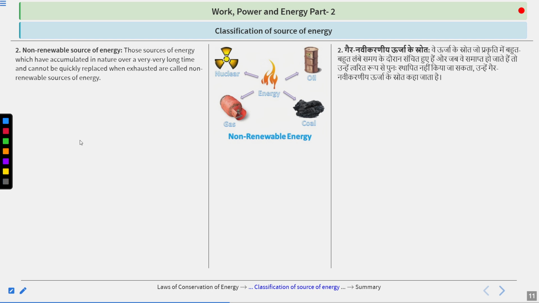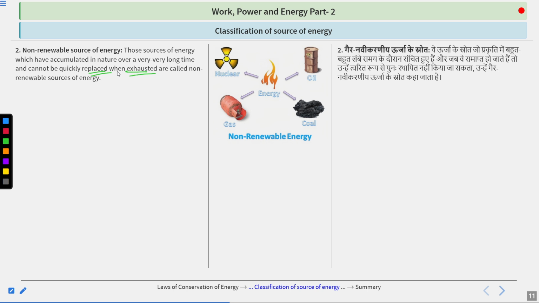And these are exhausted. Why? Because the time taken in making of these is much higher in comparison with the time taken in utilizing them. For example, if we talk about petroleum, petroleum takes nearly 100 million years to accumulate beneath the earth. And we use petroleum in daily life, which means the rate of consumption of petroleum is much, much higher in comparison with the rate of making of petroleum. So that's why it is said that once they are exhausted, they are not quickly replaced. Why? Because they take a very, very long time for accumulation.